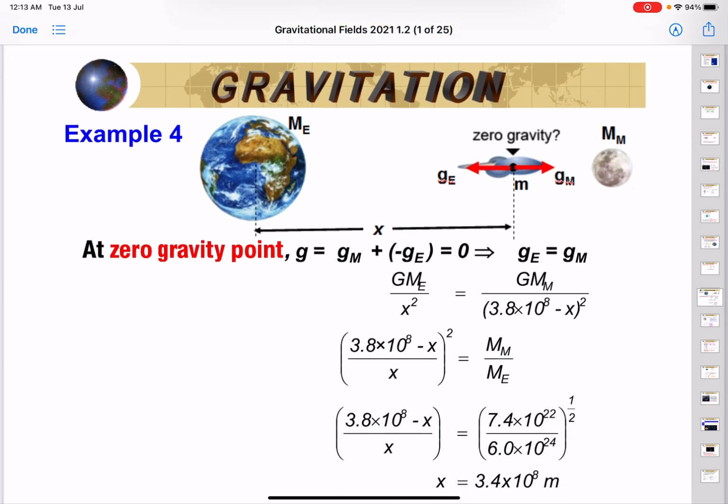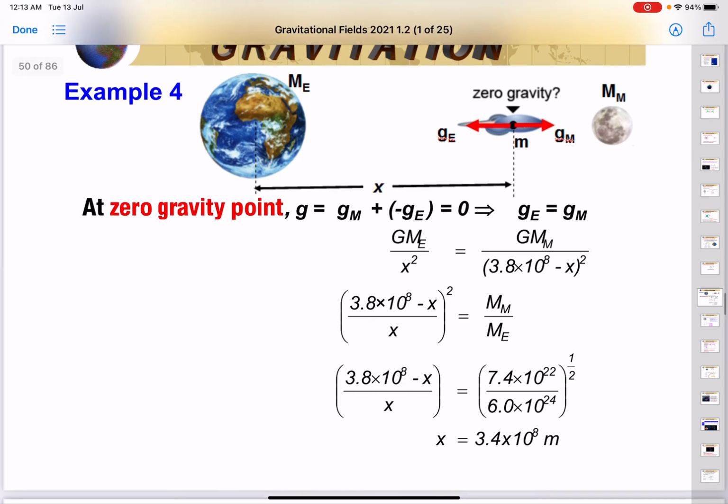Let's look at example 4. When you want to find where the zero gravity point is, that's when G is 0, we can solve the equation that was given previously and just solve for x. And then we find that x equals 3.4 times 10 to the power of 8. Okay, that's really far from the center of the Earth.